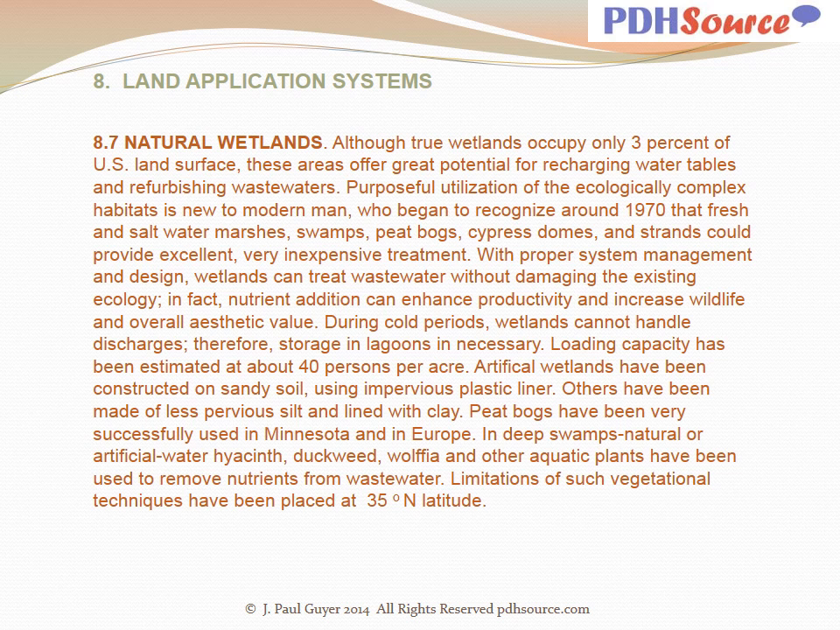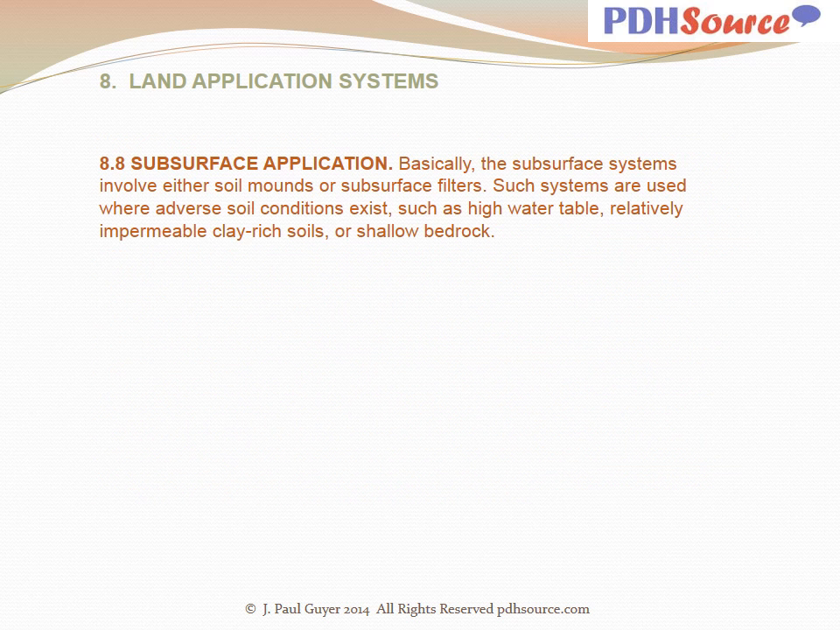In deep swamps, natural or artificial, water hyacinth, duckweed, Wolfia, and other aquatic plants have been used to remove nutrients from wastewater. Limitations of such vegetational techniques have been placed at about 35 degrees north latitude. Basically, the subsurface systems involve either soil mounds or subsurface filters, and such systems are used where adverse soil conditions exist, such as high water table, relatively impermeable clay-rich soils, or shallow bedrock.